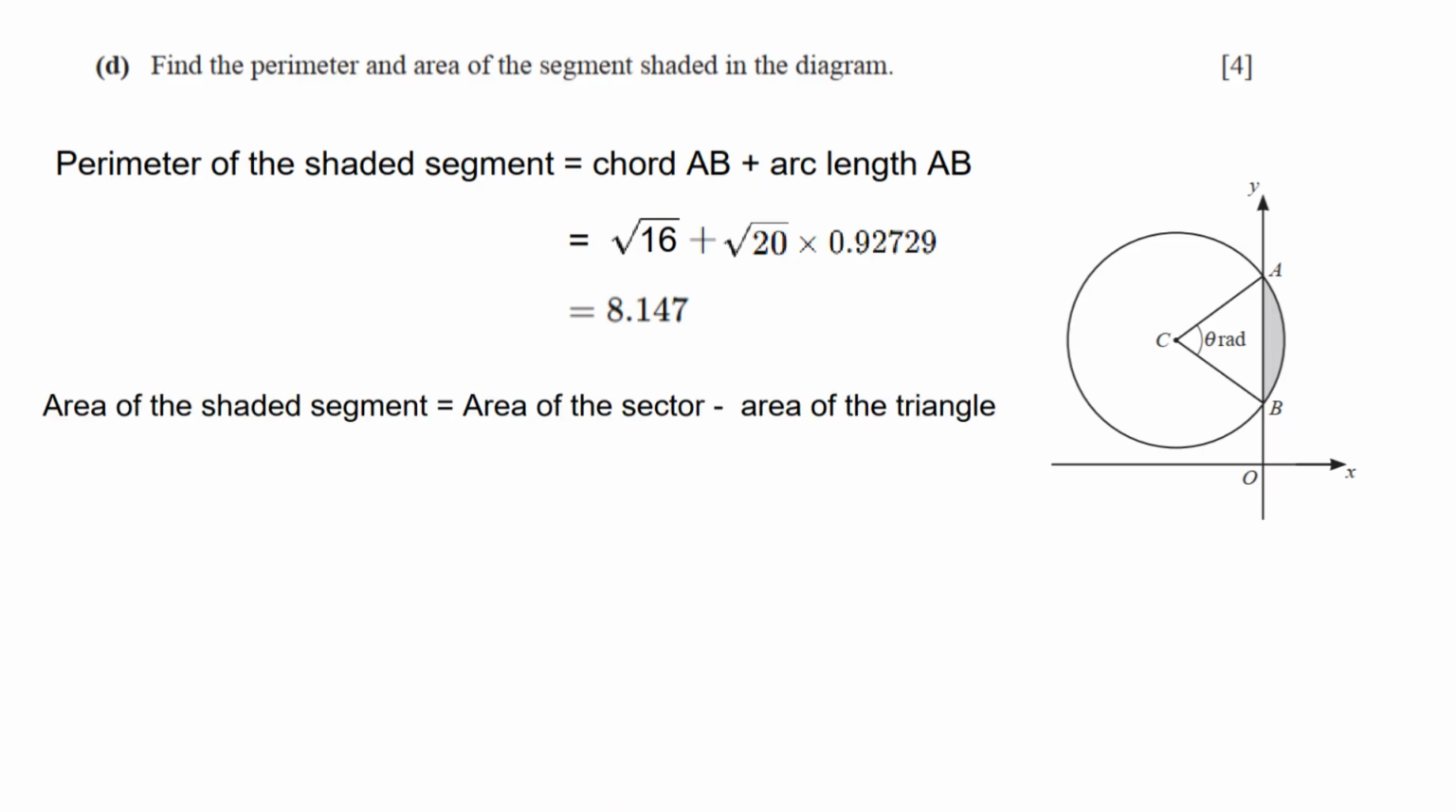The area of the shaded region is nothing but area of the sector minus the area of the triangle, which is equal to 1 over 2 times square root of 20 the whole square times 0.92729, minus area of the triangle, which is 1 over 2 times square root of 20 the whole square times sine 0.92729. Simplifying this gives the area of the shaded segment as 1.27.